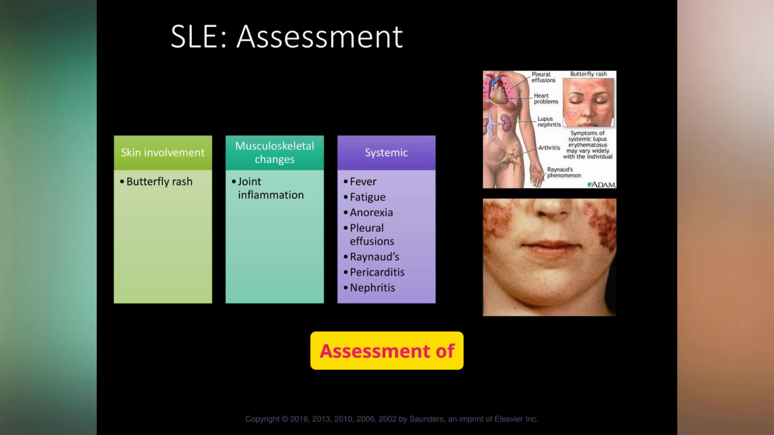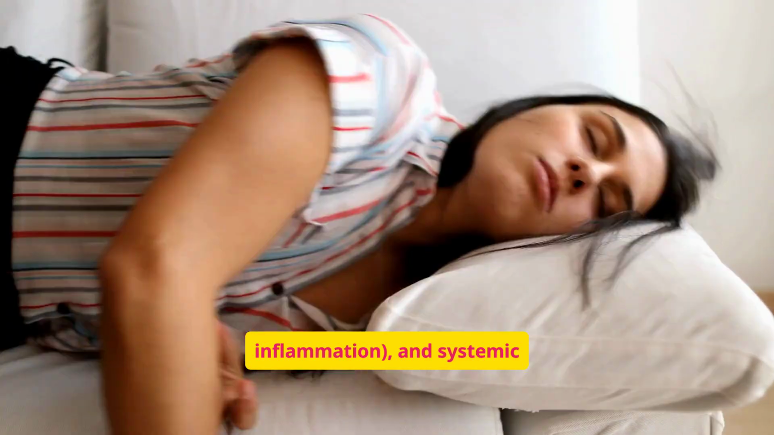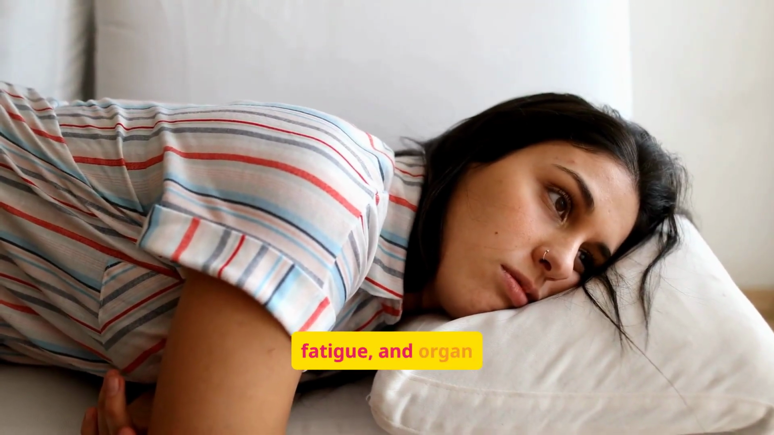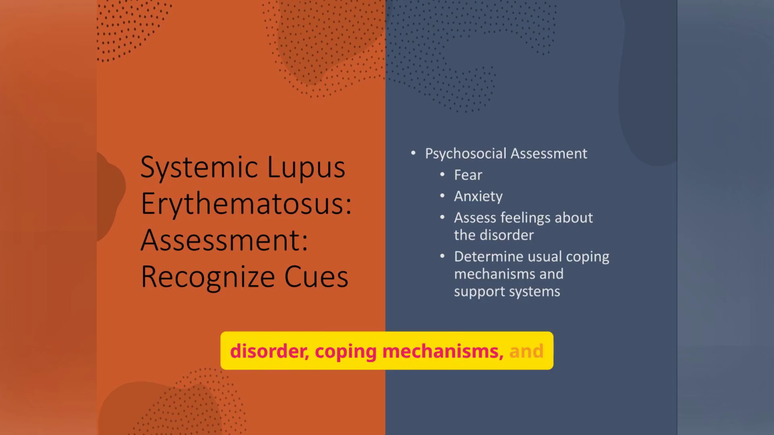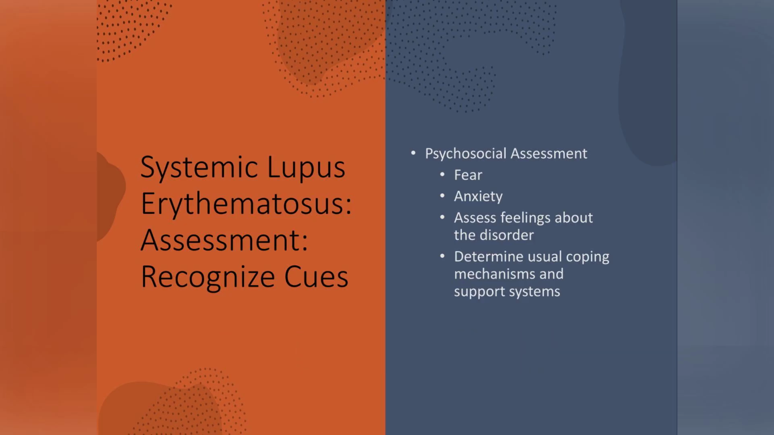Assessment of SLE involves identifying symptoms such as skin involvement, butterfly rash, musculoskeletal changes, joint inflammation, and systemic symptoms, fever, fatigue, and organ involvement. Psychosocial assessment is crucial in SLE. Assess the patient's fear, anxiety, feelings about the disorder, coping mechanisms, and support systems.